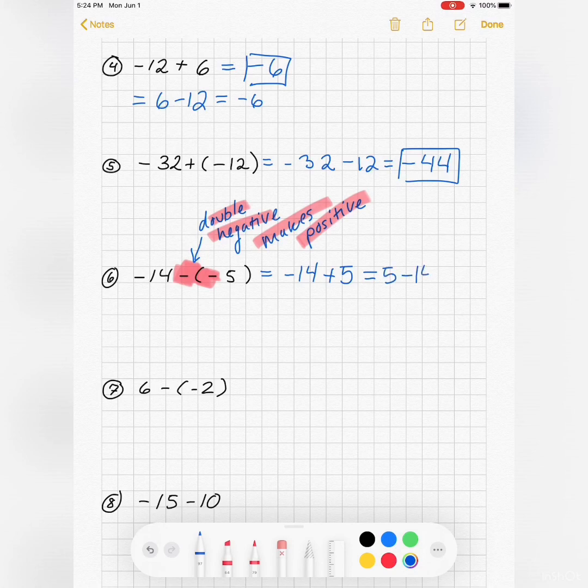Okay. So 2 ways of thinking about that again. I can look here. I'm $14 in debt. I pay back $5. Now I'm $9 in debt. Or I can rearrange and I can say I have $5. I spend 14. Now I'm $9 in debt. Either way, I get the same answer.